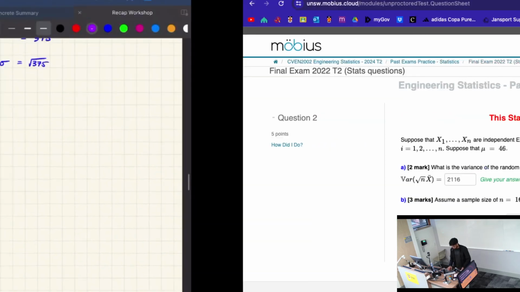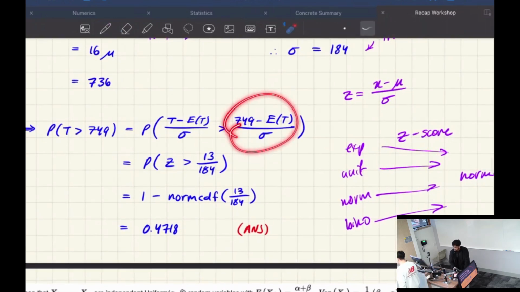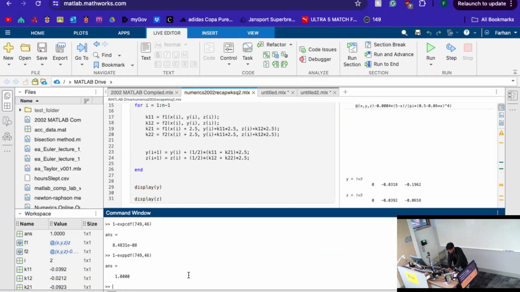Oh, 13? Oh, yeah, sure. You're talking about this one over here? So 13. I'll quickly show you. Let me quickly show them. Minus, what's E of t? 736. Dividing that by 184. Do it in the calculator, you get the same answer, right? So 13 over 184, 0.707.